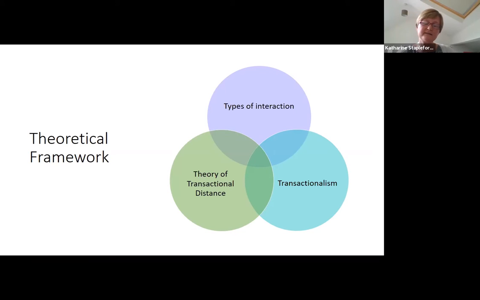And then as the theory of transactional distance is based on the theory of transactionalism, I use this theory to interpret and interrogate the data. So those are the three elements. I'll just say a bit more about each one.